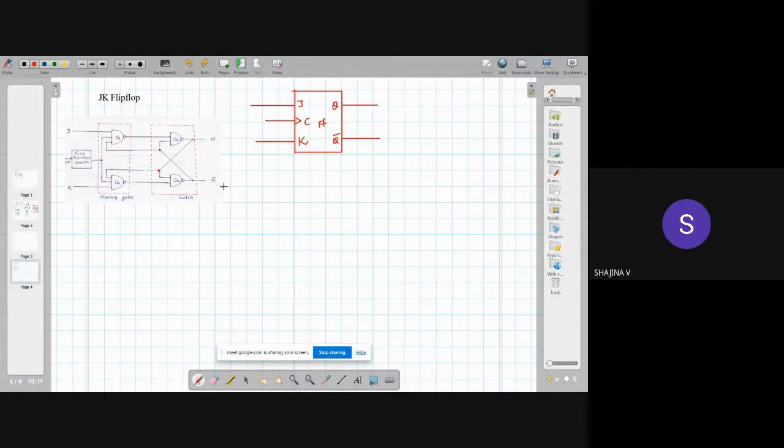ഓക്കെ, സോ ഫോർ JK flip-flop in the first stage, that is G1 and G2 are 3 input NAND gates and G3 and G4 are 2 input NAND gates as in the case of SR flip-flop. And for the first stage the inputs are, one input of the gates are J and K, and the second one is clock, and third one is the feedback connection, that is we are connecting from Q and Q bar. And for G3 G4 also we are connecting Q and Q bar.